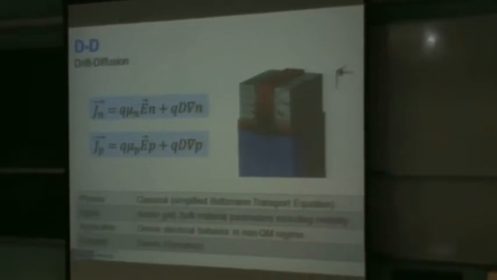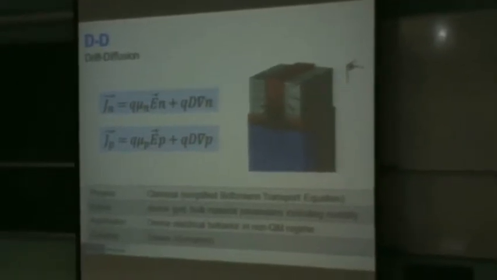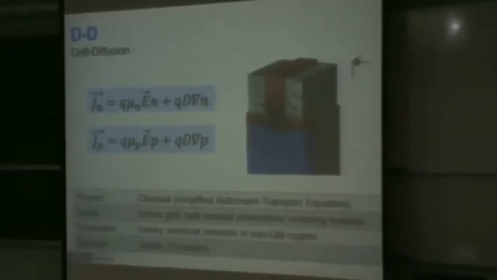So, Professor Lawson gave a great introduction to drift diffusion. I don't think I need to repeat what he said, so I'm not going to. So these are what the equations look like. It's based upon a very simplified Boltzmann transport equation. These are the equations that we want to make applicable in the nanoscale regime. So this is kind of what it feels like.